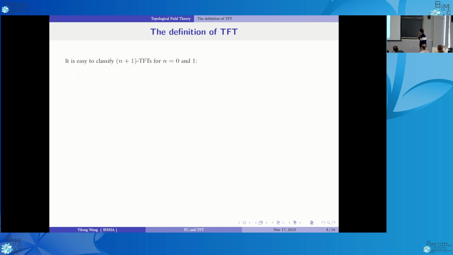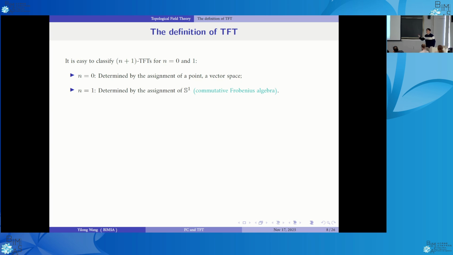It is very easy to classify TFTs for n equals 0 and 1, because we know these low-dimensional manifolds are very easy. For n equals 0, they are determined completely by the assignment of a point, that is, a vector space. So the plus point is assigned to a vector space, and the minus point is the dual. So we know exactly what to do.